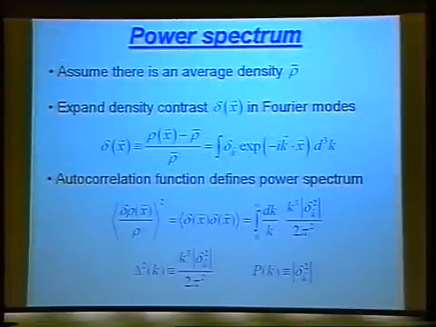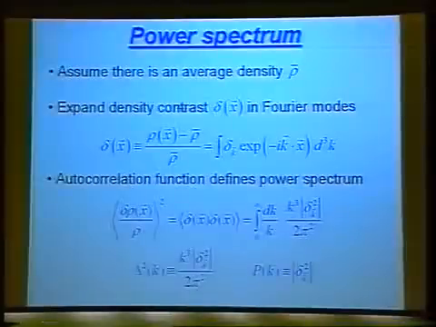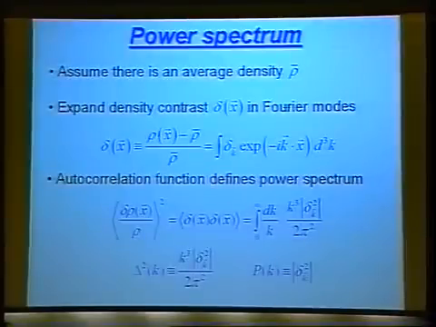Well, we can quantify the question: is there structure in the universe? How much structure? Is it homogeneous or not? By constructing something known as the power spectrum. So we're going to assume that there is an average density to the universe, rho bar, and expand the density contrast, the density field of the universe, the density as a function of spatial position, minus the average divided by the average. We're going to expand that in Fourier modes.